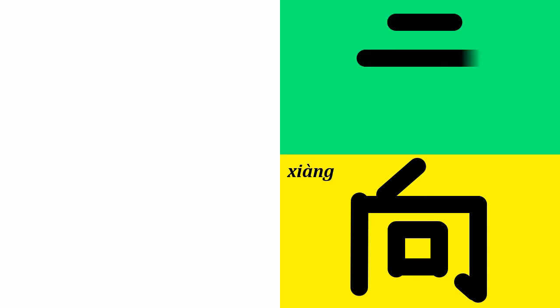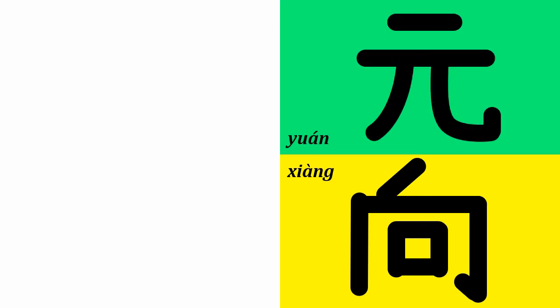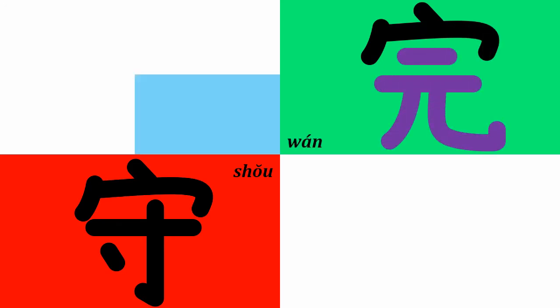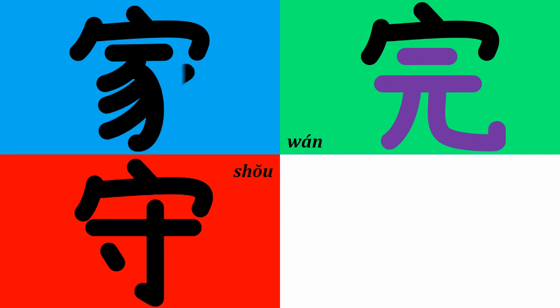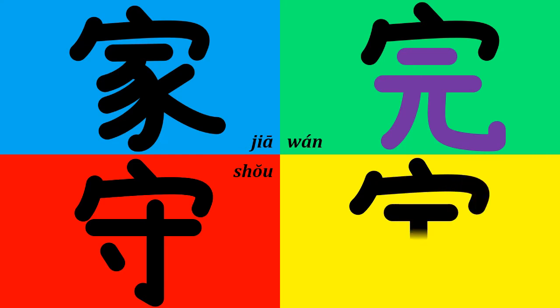Here is our color chart with today's 5 characters and their correct stroke order. Xiang, Yuan, Shou, Wan, Jia, and Ding.